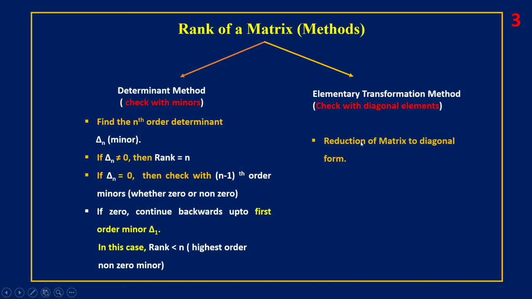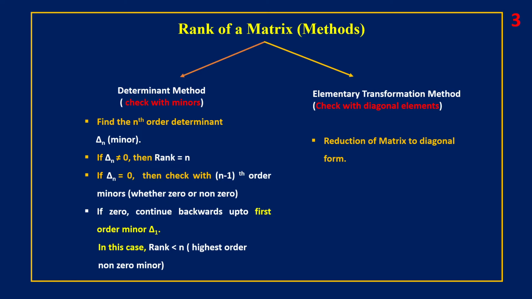First, we need to reduce the matrix to diagonal form. What is the diagonal form? Diagonal form, if it is a 3 cross 3 matrix, means the first row first element, second row second element, third row third element should be there. That is the diagonal element, diagonal form. Other than the diagonal values, there should be 0.